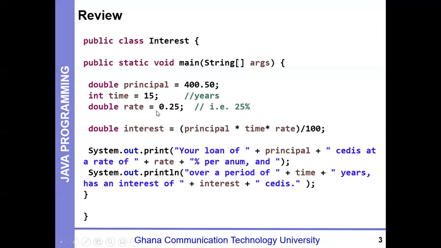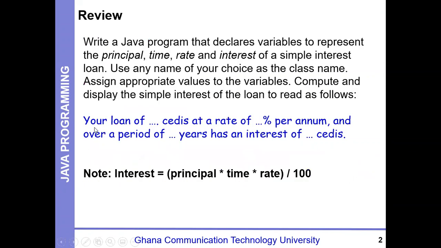So now we've also declared a variable called interest, and we've done the calculation: principal times time times rate divided by 100. Here now we are printing it out. We write System.out.print, your loan of, and then we concatenate the principal. Then we continue with at a rate of this, and then per annum, because that's what the assignment says. It says print it out like that.